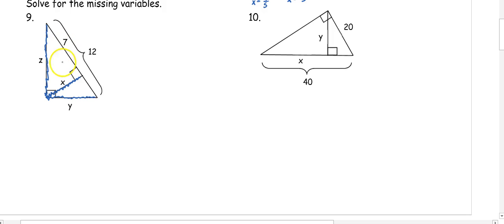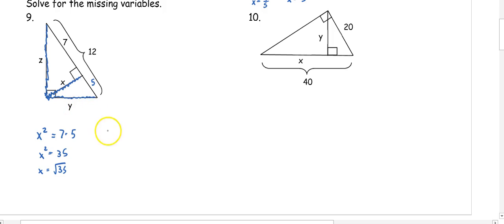So when we're solving for x, we want to multiply 7 and the other piece, which if the whole thing is 12, 12 minus 7 gets us 5. So we would have x squared equals 7 times 5, x squared equals 35, so we can take the square root of both sides, or the square root of 35. We don't need to include plus and minus because we can't have negative lengths.